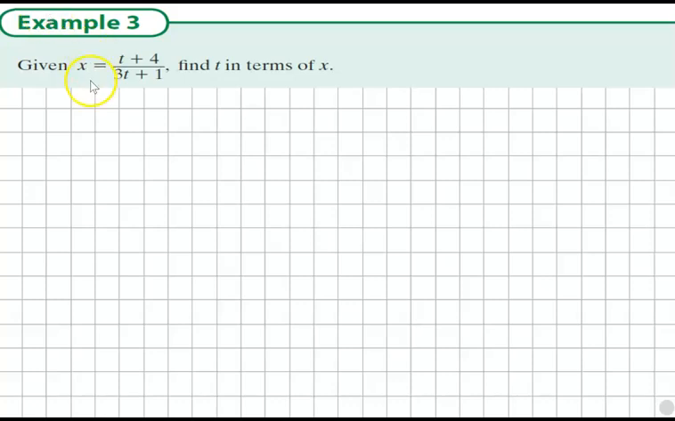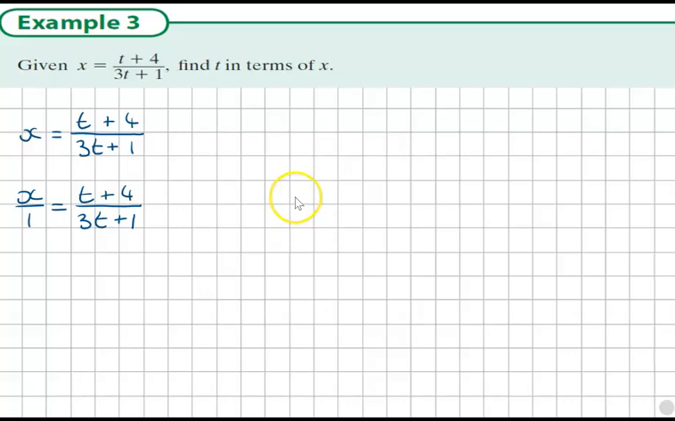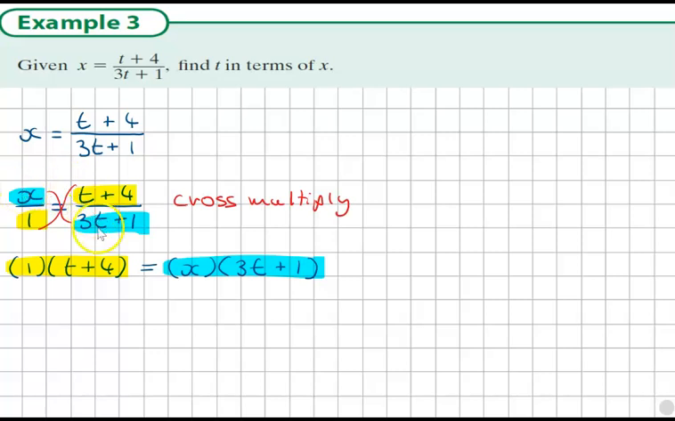Example 3. Given x equals (t plus 4) over (3t plus 1), find t in terms of x. So make t the subject of the formula. So we just write down what was given. I'm going to change x to be x over 1. I'm going to cross multiply to break up my fractions. So it's going to be the top left multiplied by the bottom right, and the top right multiplied by the bottom left. So it's going to be 1 times (t plus 4), and then x times (3t plus 1).